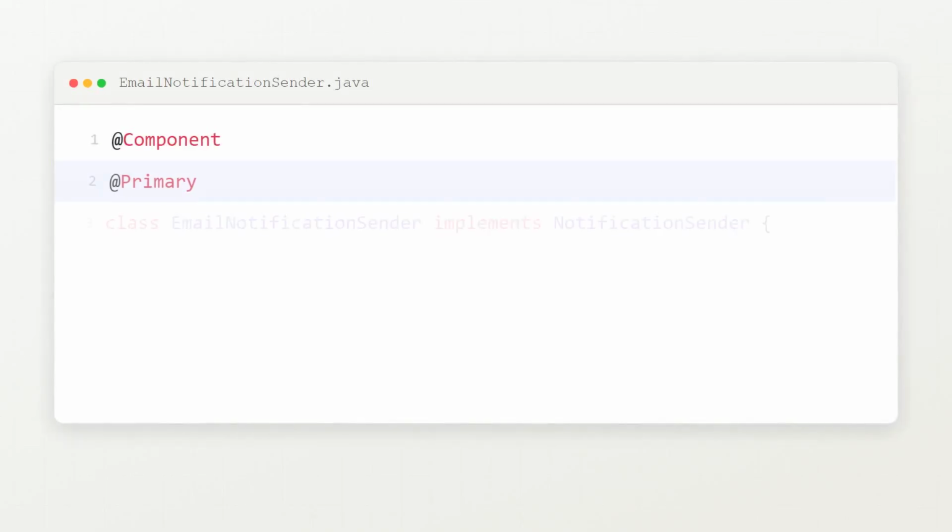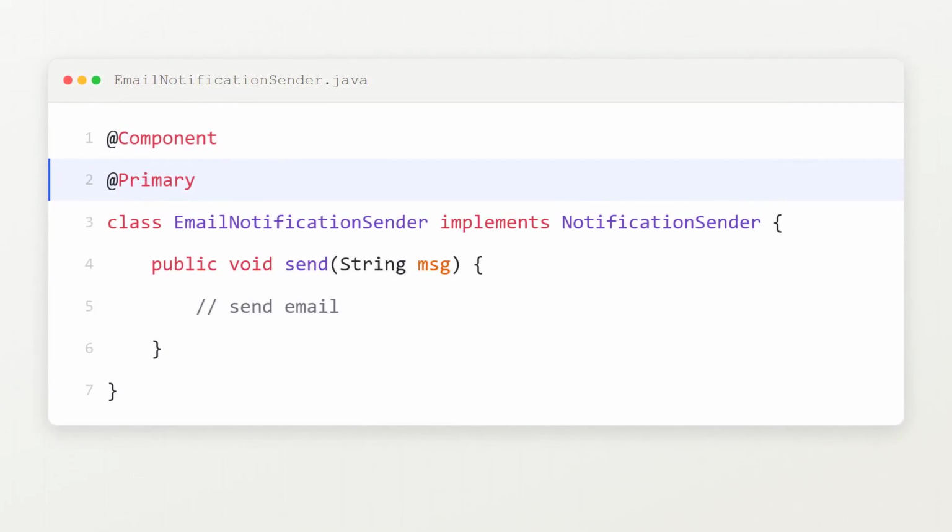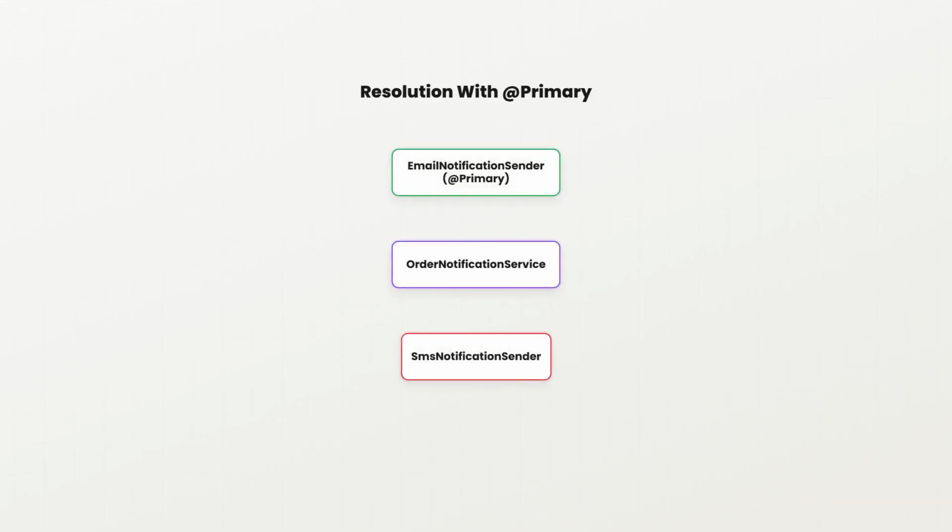This is exactly what @Primary solves. It marks one bean as the default choice whenever there's a tie. Both beans still exist and both still match the NotificationSender type. Spring notices SmsNotificationSender has no special marking, so it's treated as a fallback. EmailNotificationSender is marked as primary, so it wins the tie automatically.